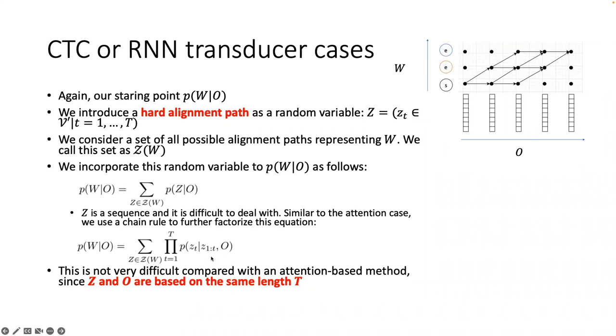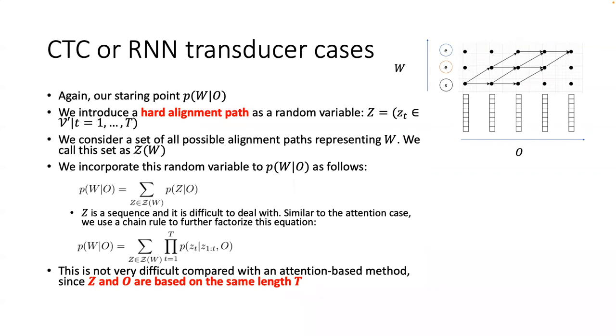And it sounds like there is not so much big difference, right? Because Z also has the information of the output. However, a very nice property of this approach is that the length of Z and O are completely the same. Then we can actually use a simple neural network. If the input and output are the same length, we can use various techniques.